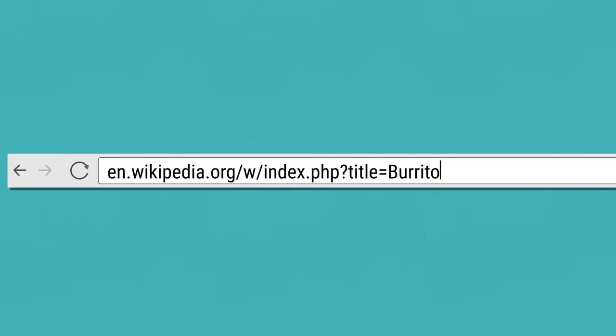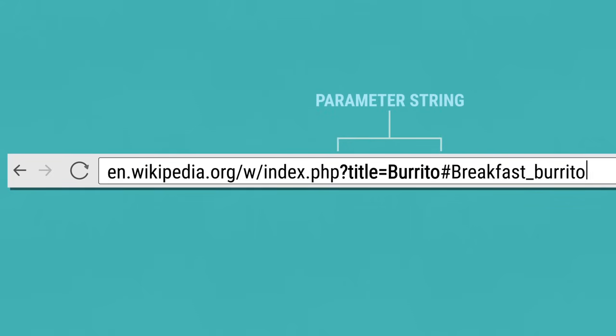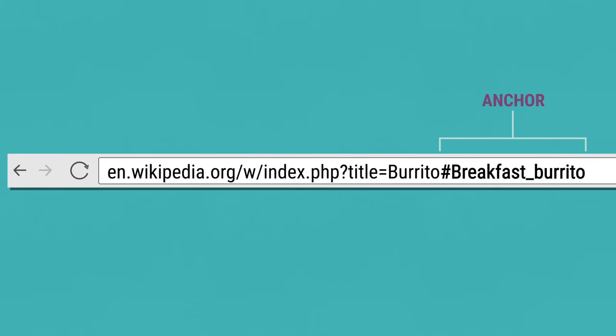Some URLs may include a parameter string or an anchor. A parameter string begins with a question mark and provides the server with information to load the correct web page. An anchor begins with a hashtag and directs your browser to a specific part of a long page.